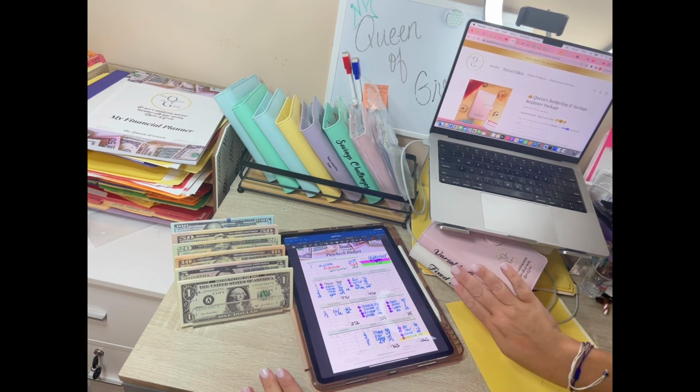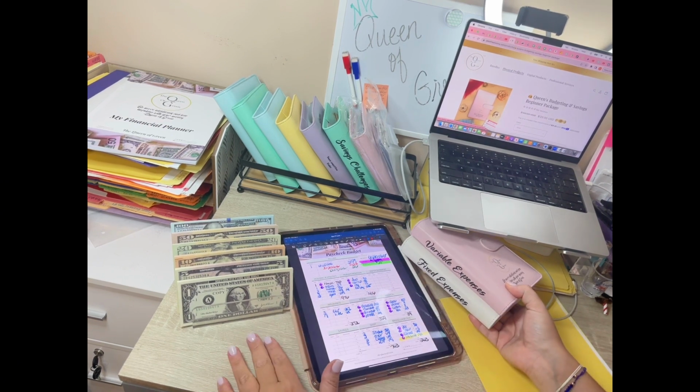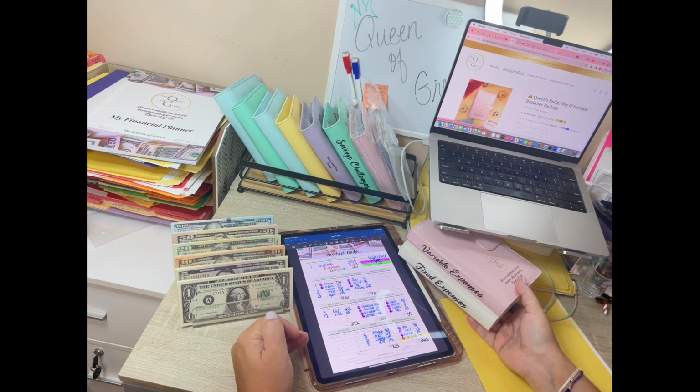Now, $1,634 of these expenses have been already stuffed in her cash binders. She just needs to make sure that she sticks to her budgeted amount. All the remaining money is going to stay in her bank account because it's on automatic payments.